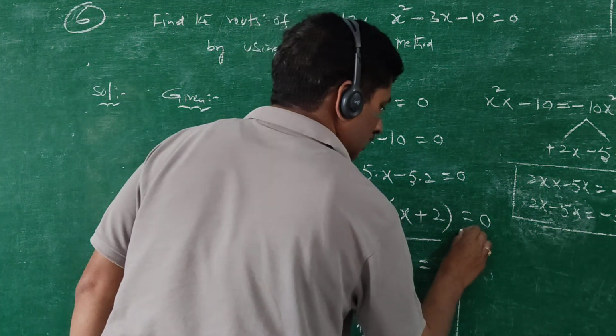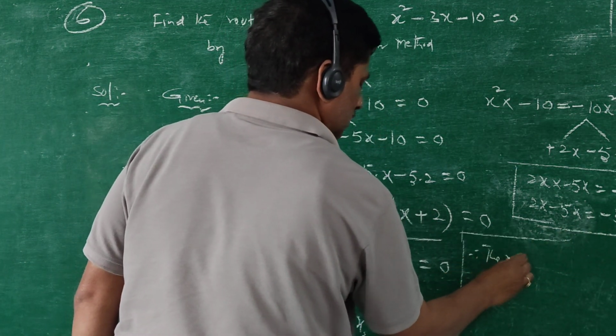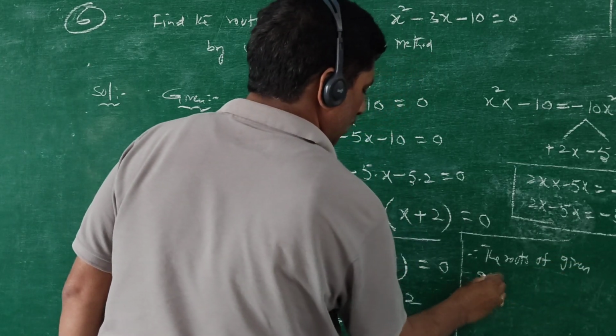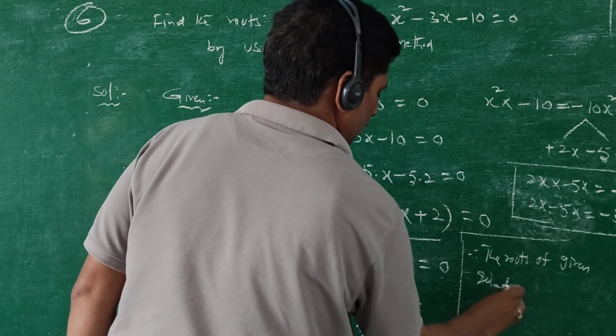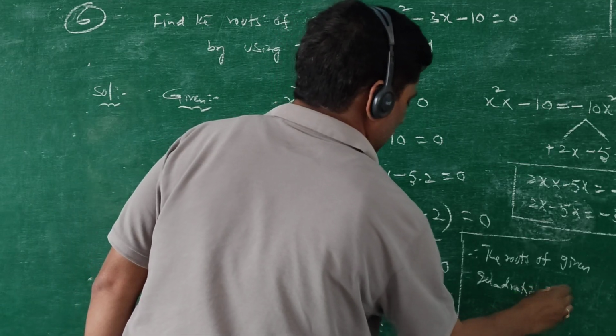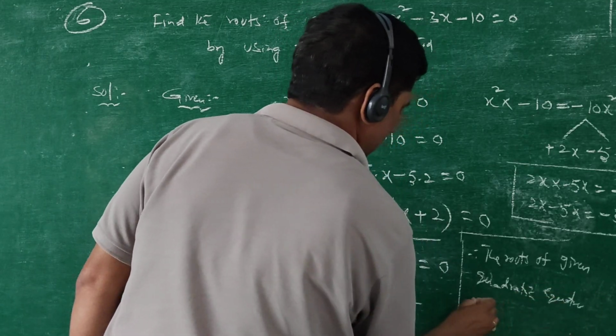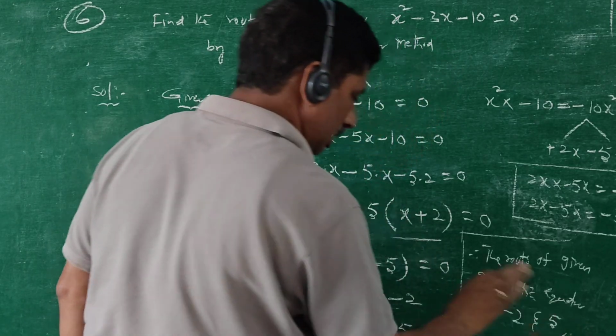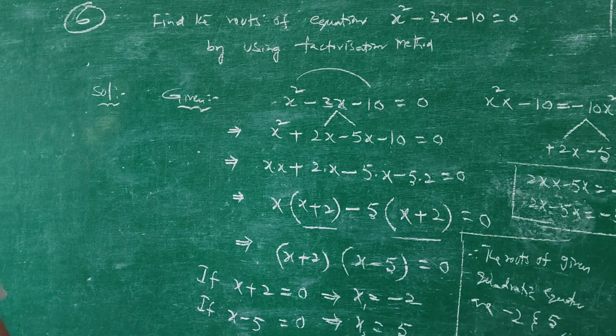Therefore the roots of the given quadratic equation are minus 2 and 5. This is the conclusion, which we should write at the end. Okay, I hope you understand.